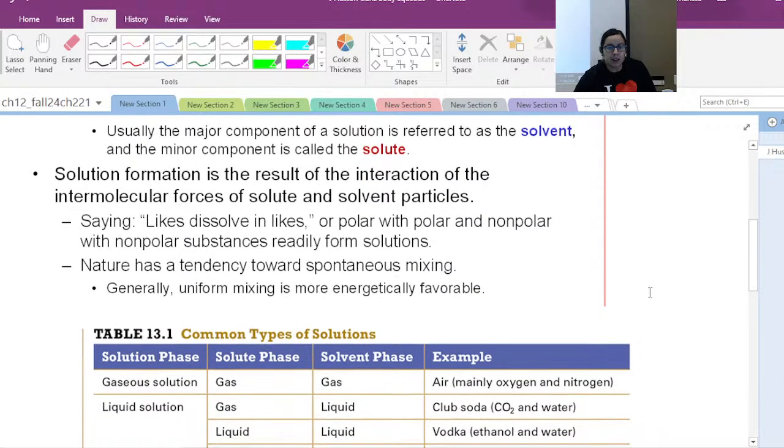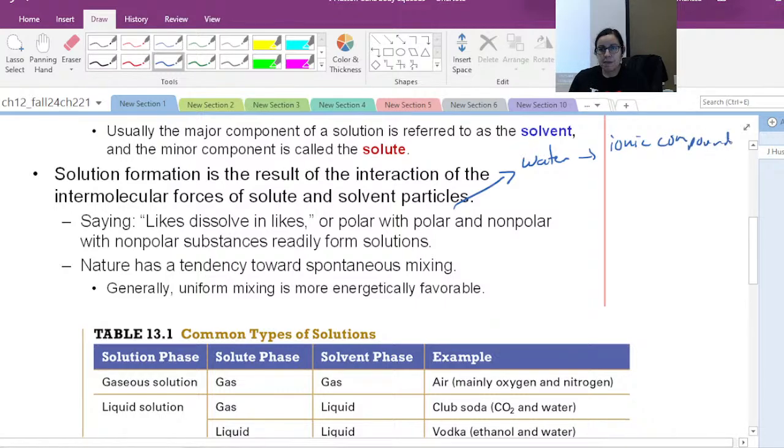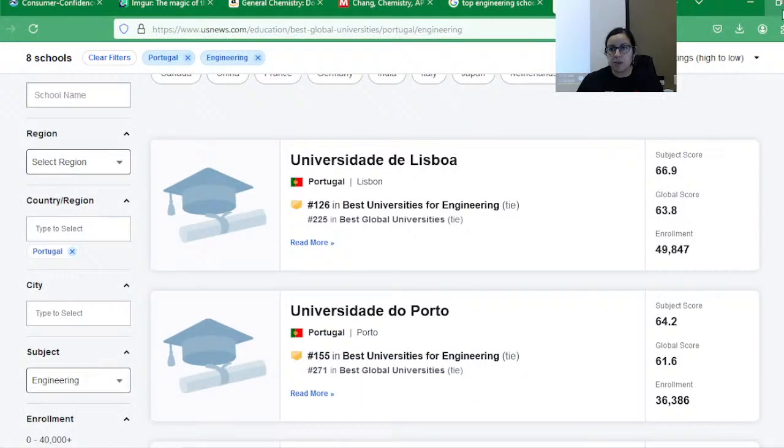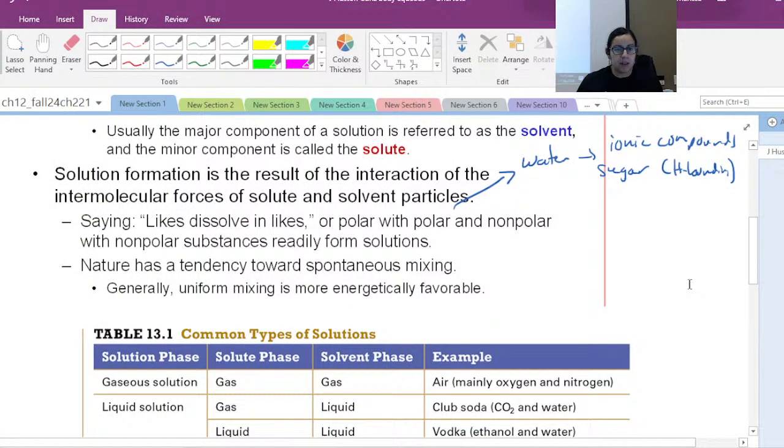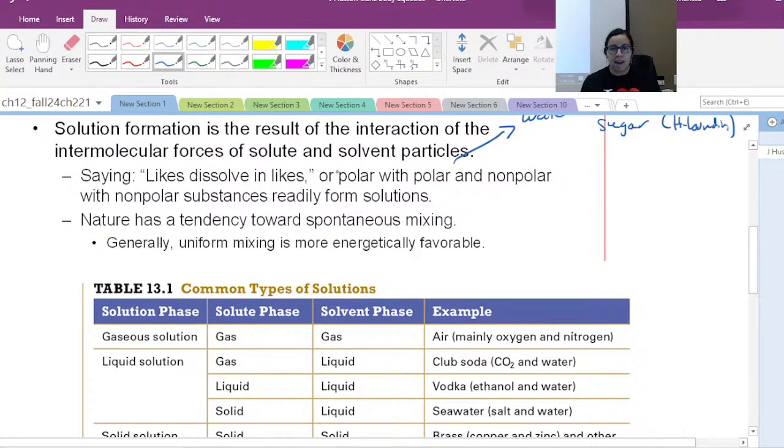This gets into this "like dissolves like" idea, where in general, polar can dissolve polar things. So again, we're thinking about water and our ionic compounds, or perhaps things that do go in. So sugar can go in. We kind of have to force it, but it does have hydrogen bonding, which I didn't cover in this class yet. Or again, like dissolves like, nonpolar dissolves nonpolar.